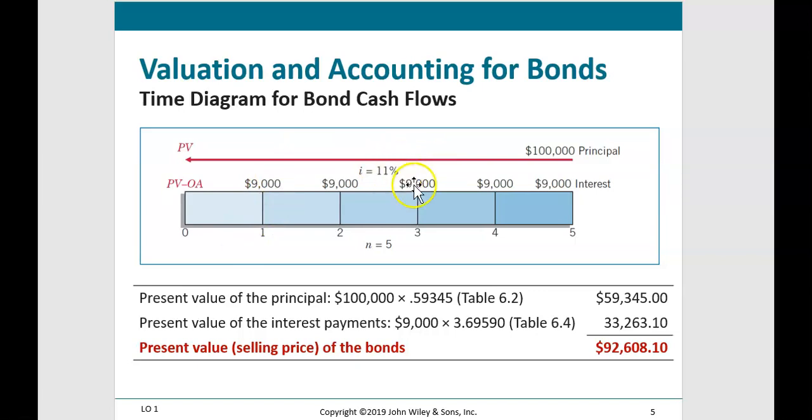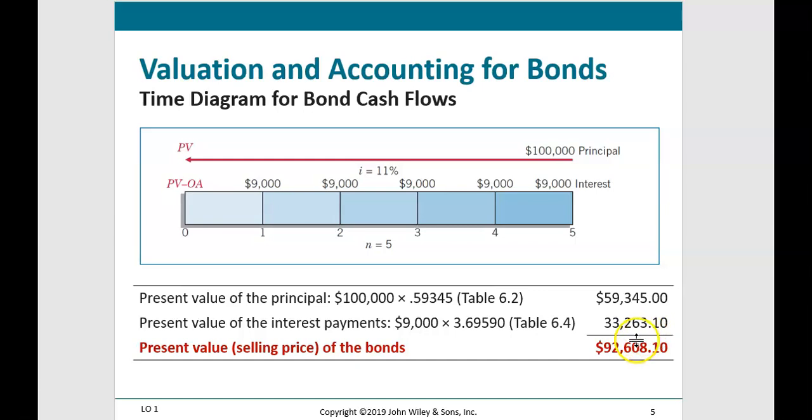Other similar bonds are paying 11%. We looked at how we can calculate this present value, the amount of cash that the company is going to receive when it issues the bonds at time zero. It's going to receive $92,608. And the reason for that is we're discounting each one of these $9,000 interest payments back to time zero at a market interest rate of 11%. And of course, we're also discounting the $100,000 principal that's going to be repaid at maturity back 5 years at 11%. That gives us the present value of the bond of $92,608.